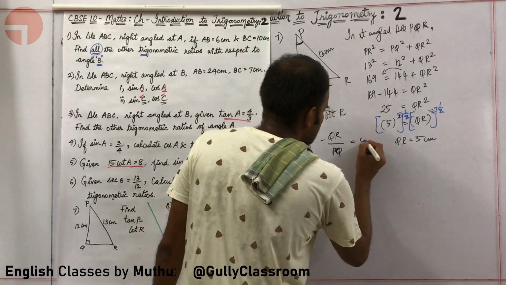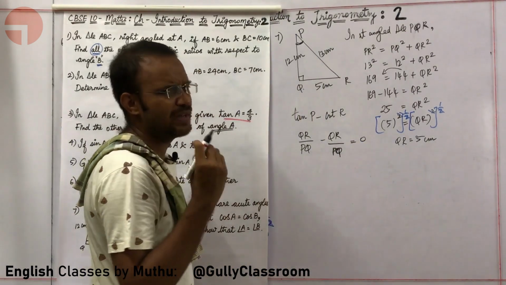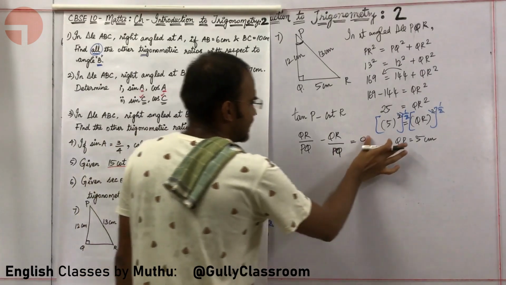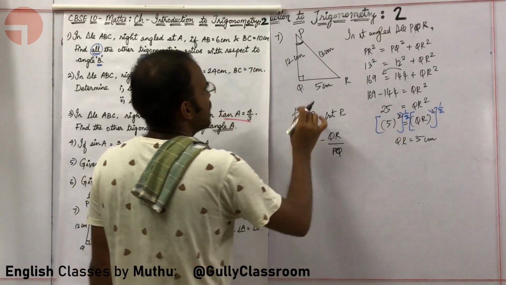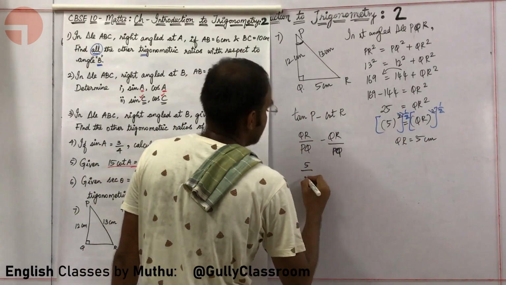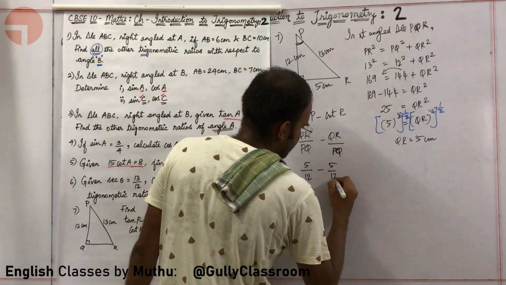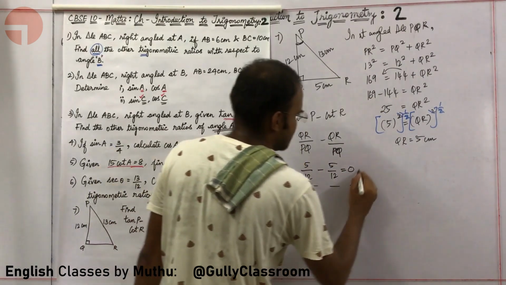Can we simply put 0 over here? Absolutely. But anyway, let us proceed with another step. QR, what is the value of QR? 5 divided by PQ is 12. Once more, 5 divided by 12. So basically the answer is 0.